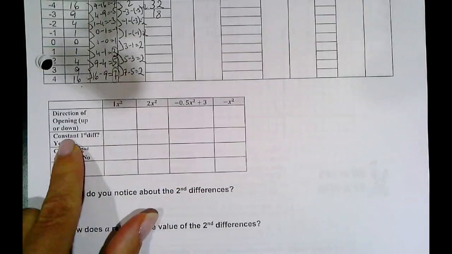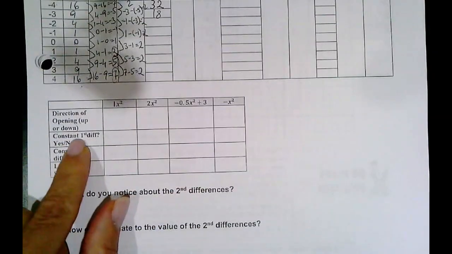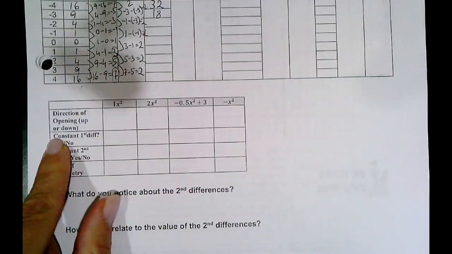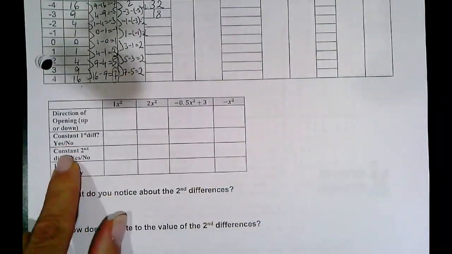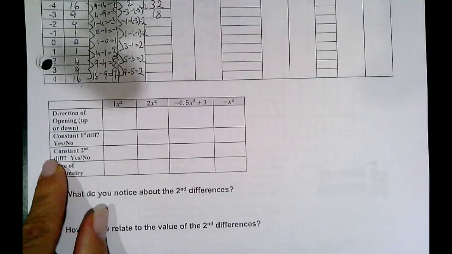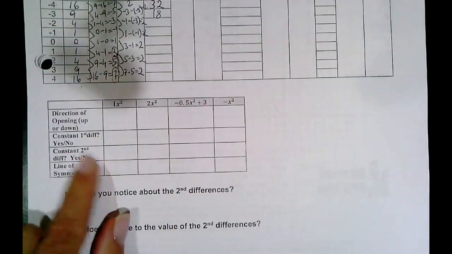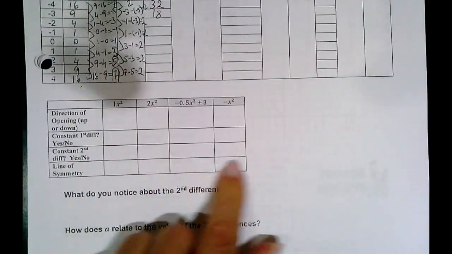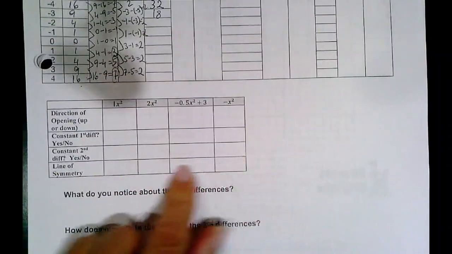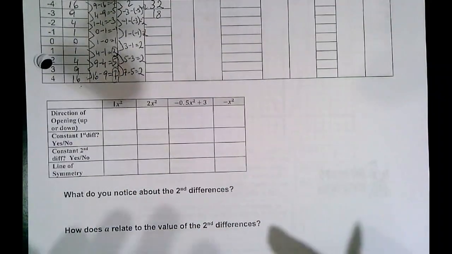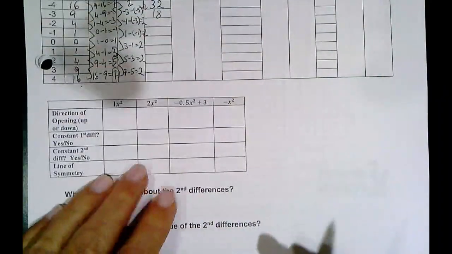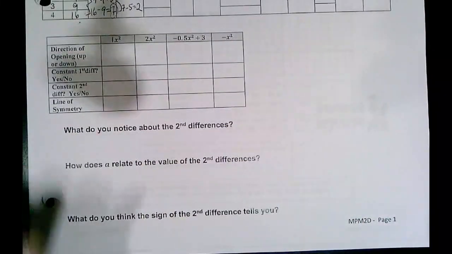Then, is the first difference constant? What does constant mean? Constant means, is it the same? Yes or no? Is the second difference constant? Yes or no? And then, what is the equation of the line of symmetry? Okay, so that's all you need to do for this table, and then answer these questions.